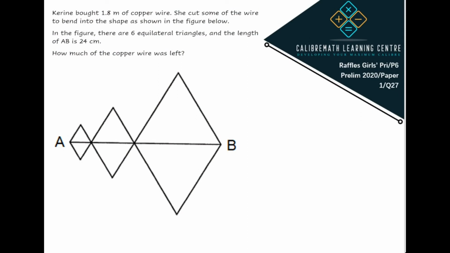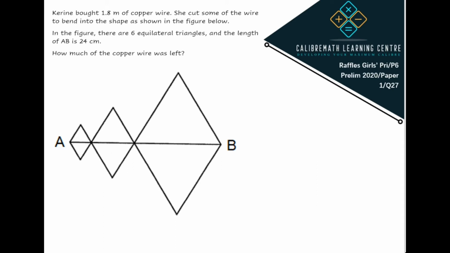One question from Raffles Girls Primary, P6 Prelim paper in 2020, question number 27 of paper 1. Now, note that this question has also appeared in the PSLE before, and the strategy that we are using to solve for this question is the grouping method.